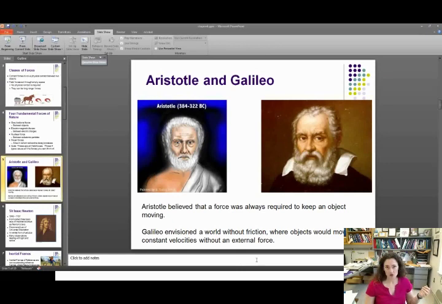What we know now, of course, is that the reason things eventually come to a stop is because of dissipative forces like friction. If you were in outer space, a perfect vacuum, and you weren't near any objects and you gave something a push, it would just keep going. Nothing would be there to stop it. This was the world envisioned by Galileo. Galileo envisioned a world without friction, where objects would move at constant velocities. Once they're given a push, they keep going forever, even without an external force.